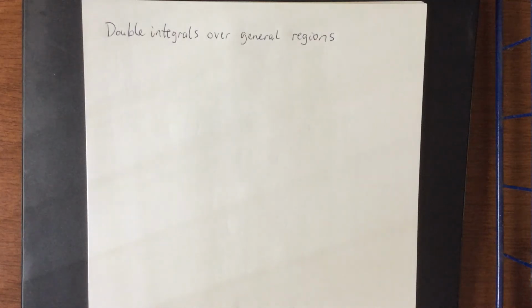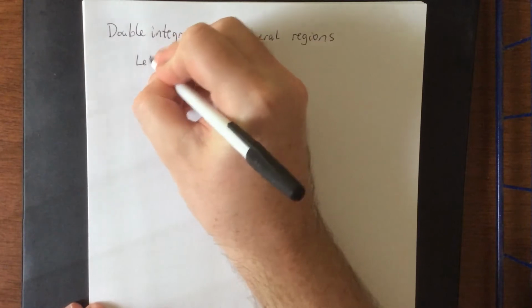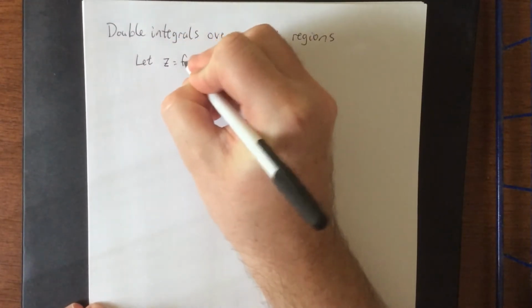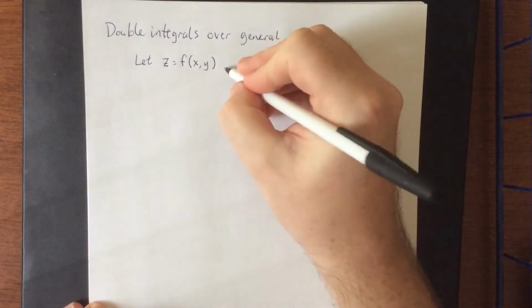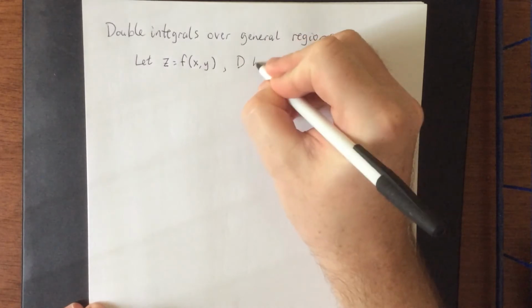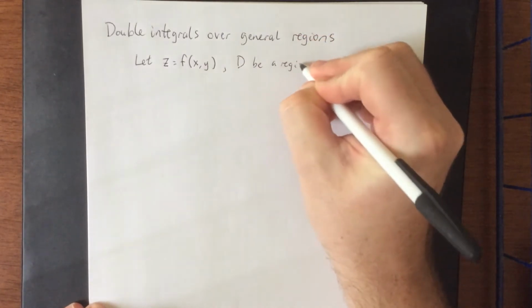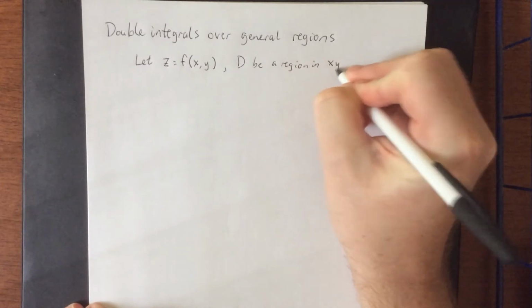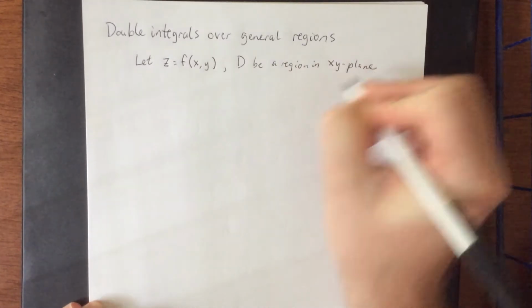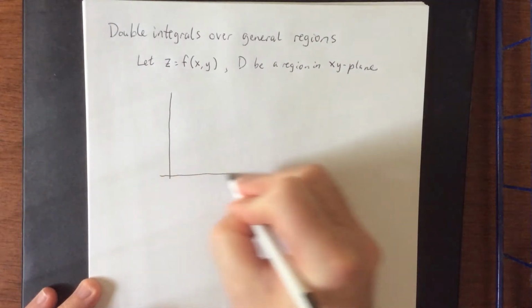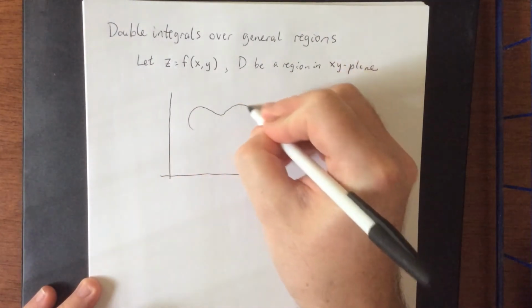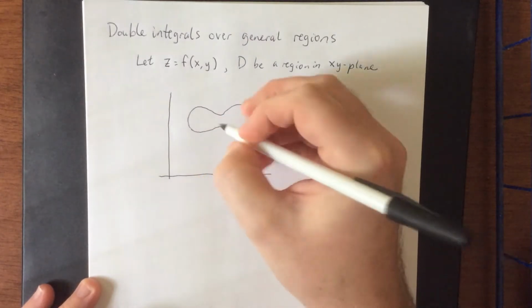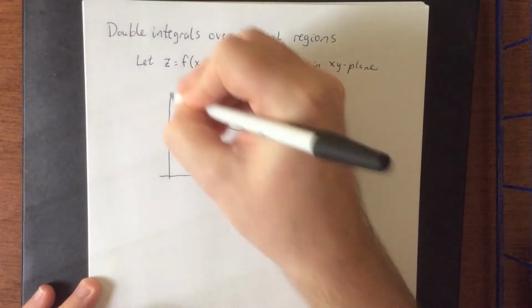Now that we've got our minds wrapped around double integrals over rectangular regions, I'd like to talk about the idea behind a double integral over a general region. So first thing I'd like to do is consider a function of two variables. We'll say z is equal to f of x y, and then we'll let D be a region in the xy plane. Now I believe that the reason they go with D rather than R is because R typically gets used for rectangles, and D could be considered a domain within the xy plane.